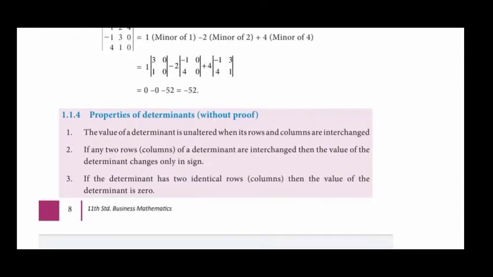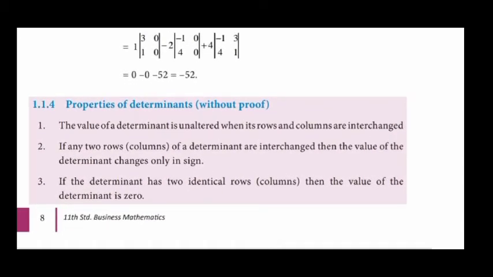Okay, some of the properties are given. The value of the determinant is unaltered when its rows and columns are interchanged. For example, if you change the first row and first column, or you may change the first column and second column, there is no change. So if you change R1, R2, there is no change. Likewise C1, C2, there is no change in the value of the determinants. If any two columns or rows of a determinant are interchanged, then the value of the determinant changes only in sign. So if you change two rows of a determinant, then it is changed only in sign.